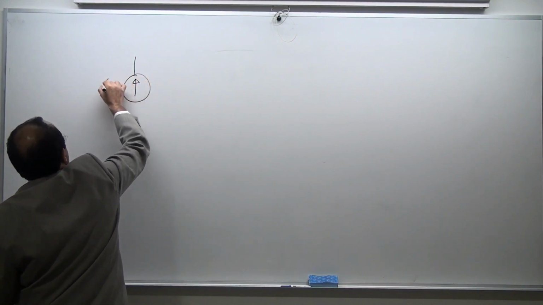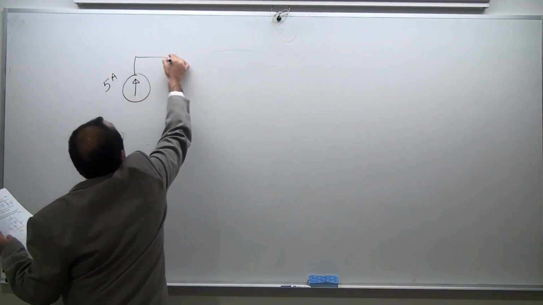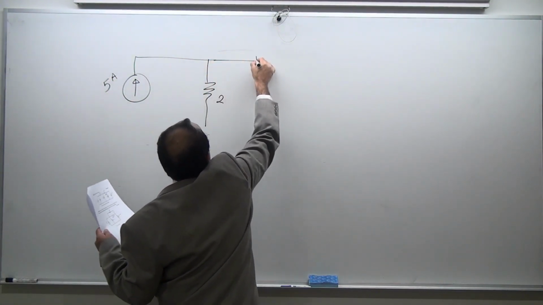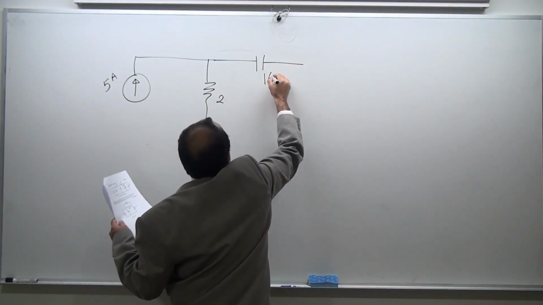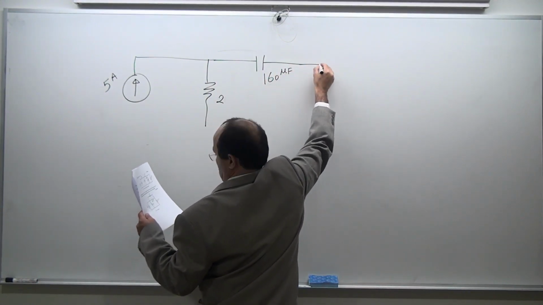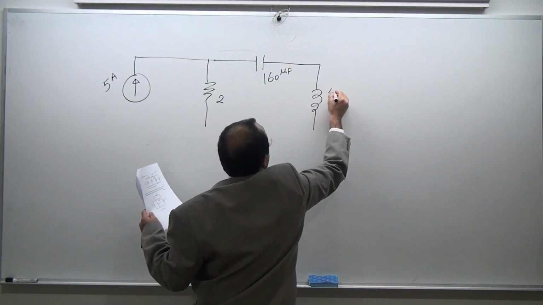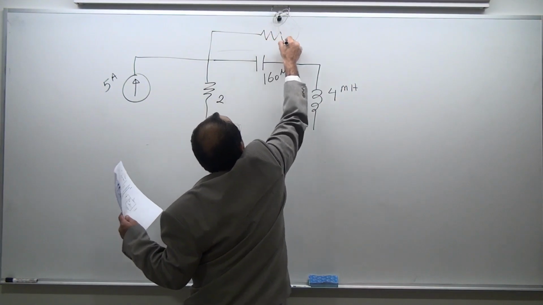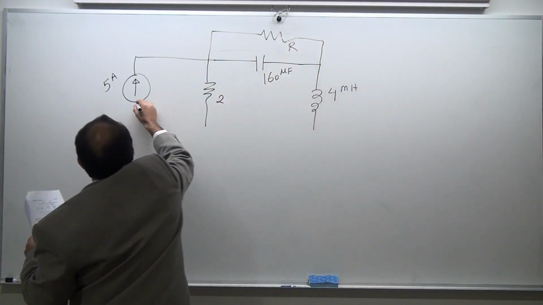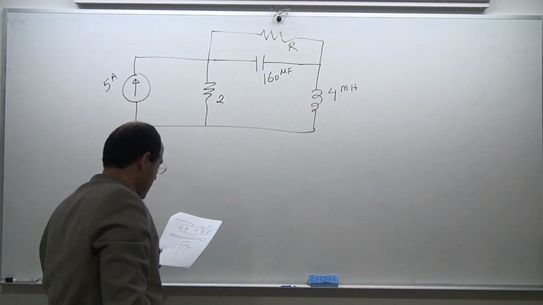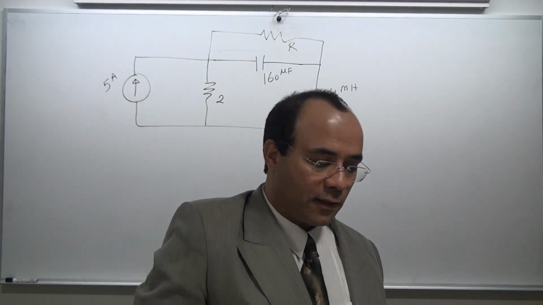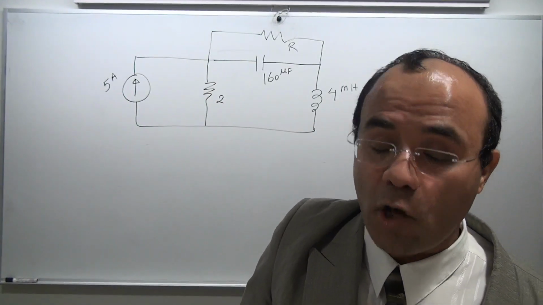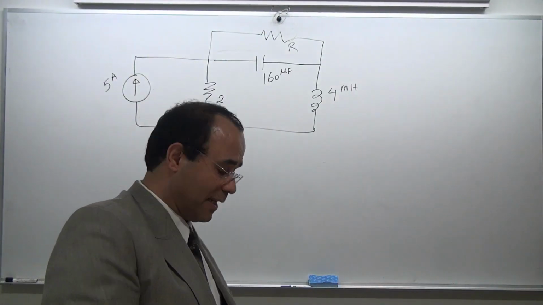We have a 5 amp, 2 ohm, 160 microfarad, 4 millihenry, R, which is unknown, and then that's it. For the circuit, calculate the value of R that will make the energy stored in the capacitor the same as the energy stored in the inductor under DC steady state response.